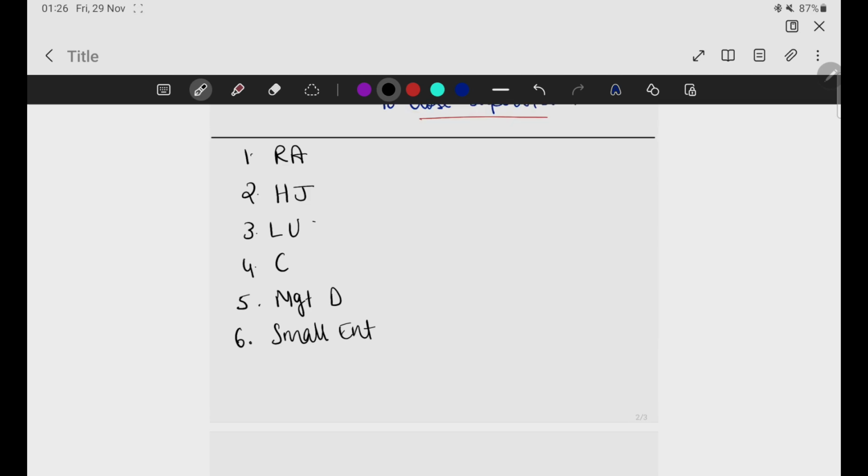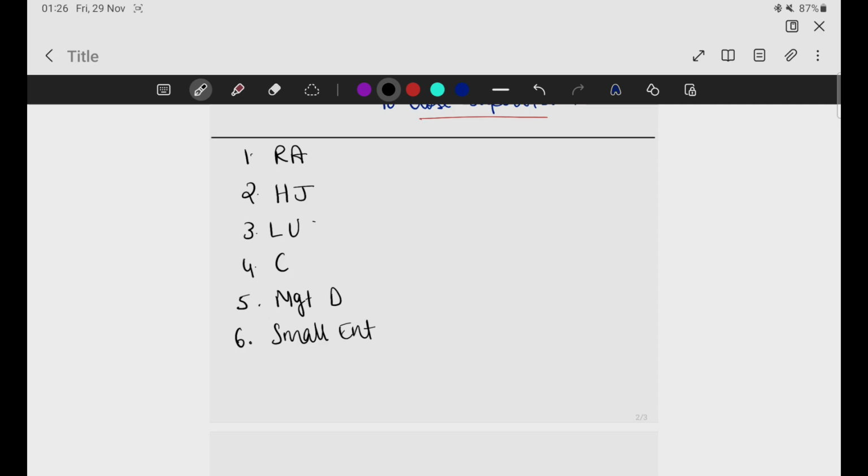The first one was that internal control provides only a reasonable assurance. Second point was that internal controls involve human judgment and there could be human errors, right? Third point is that there could be a lack of understanding. Fourth point is that there could be collusion among people. Next, management decisions are involved. And lastly, due to the smaller entities.